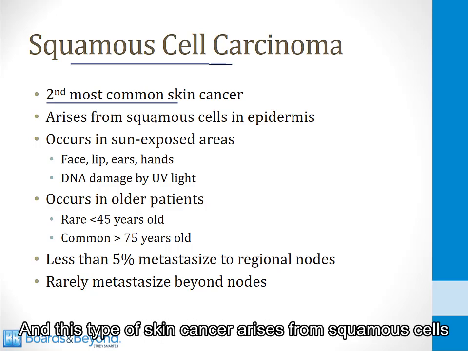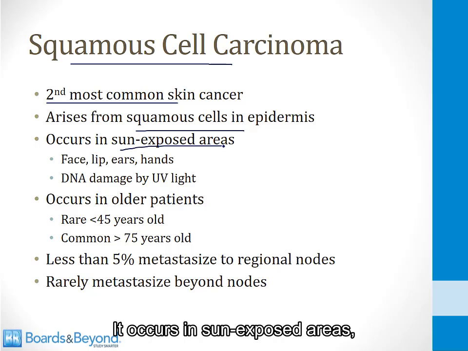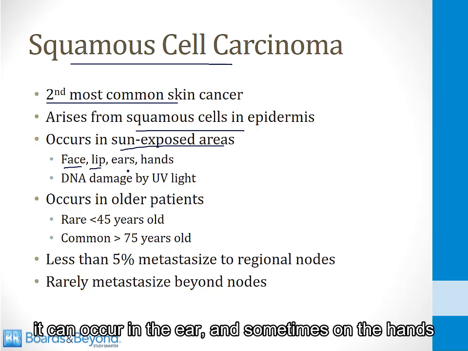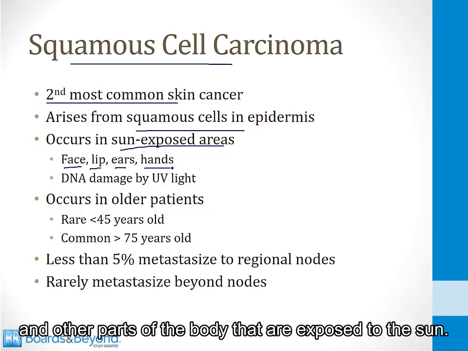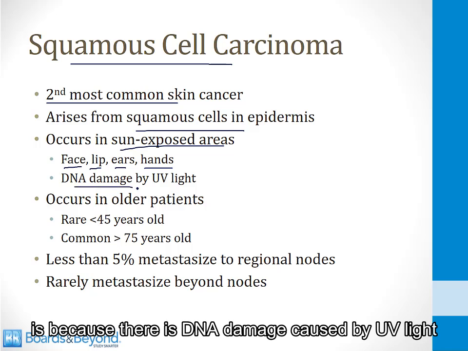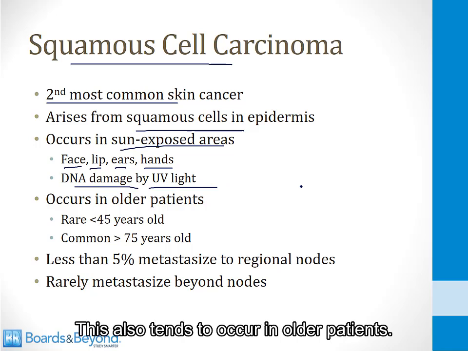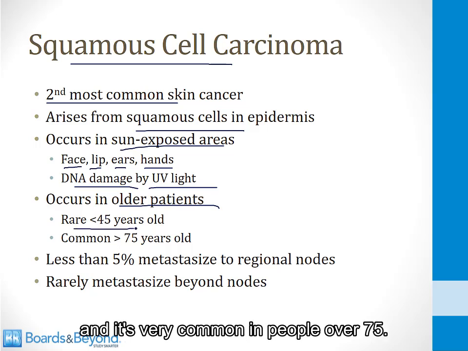And this type of skin cancer arises from squamous cells in the epidermis, as the name implies. It occurs in sun-exposed areas, so it's often found on the face. Sometimes it occurs in the lips. It can occur in the ear and sometimes on the hands and other parts of the body that are exposed to the sun. The reason it occurs in sun-exposed areas is because there is DNA damage caused by UV light when the sun hits our skin. This also tends to occur in older patients. It's very rare in people under 45, and it's very common in people over 75.